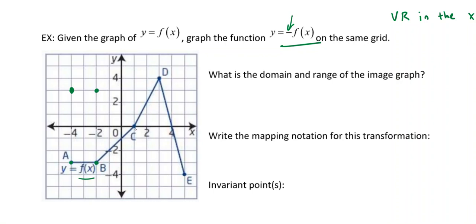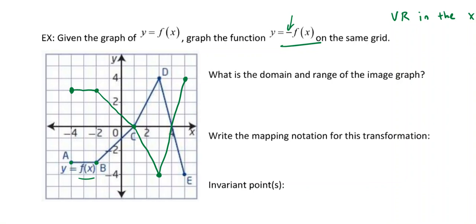Let's do C. So this point right here, where is that going to be? Wouldn't it be in the same place? Right. That's an invariant point, right? And then your D value is now going to be flipped down to the bottom. So it's at 4 for the y value, so now it's down to -4. And then E is going to add -4, so it's going to be up to +4. And then we can kind of just connect the dots. There.